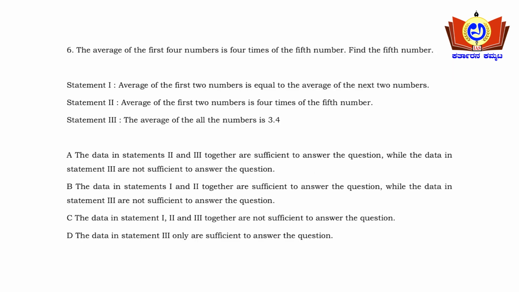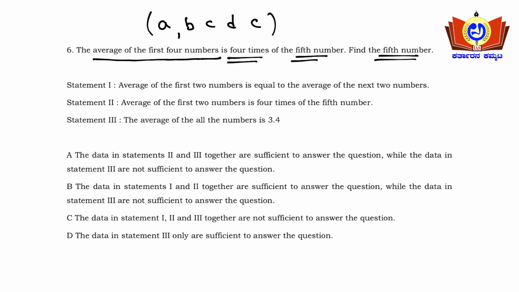The average of first 4 numbers is 4 times the fifth number. Find the fifth number here. See here, there are 5 numbers. Let them be A, B, C, D and E. The average of first 4 numbers is 4 times the fifth number.